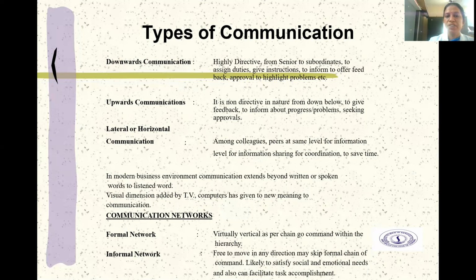So all that TV, computer, online classes, whatever we see on TV, radio, or in the virtual media, all that are very good means of communication. Now, communication networks. A formal network is vertical, as per chain of command within the hierarchy. So formal communication is from a lower to a higher authority. Now it is done virtually. An informal network is free to move in any direction, may skip the formal chain of command, is likely to satisfy social and emotional needs, and can also facilitate task accomplishment.